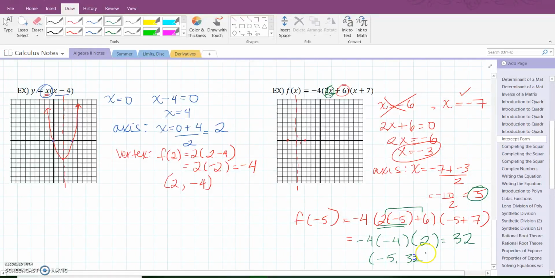All right, I obviously don't have 32 tick marks, so I'm just going to say that this right here is 32 and be fine with that. Clearly, this thing is very narrow. It goes way up because of the factor of negative 4 out front. That's making it upside down and much narrower than the parent function would be.